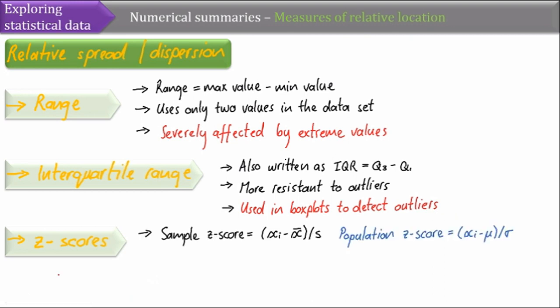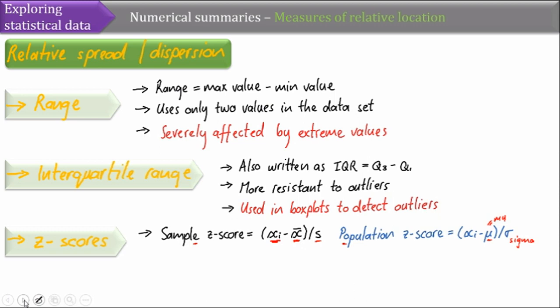A z-score is calculated by taking each observation, whether it's a sample or a population, it doesn't matter. You take each observation, you subtract the mean from it, and then you take that result and divide by the standard deviation. So if it's for a sample, you'll subtract x bar and divide by s. If it's for a population, you'll subtract mu and divide by sigma. Remember, population parameters are Greek letters, whereas sample statistics are not.